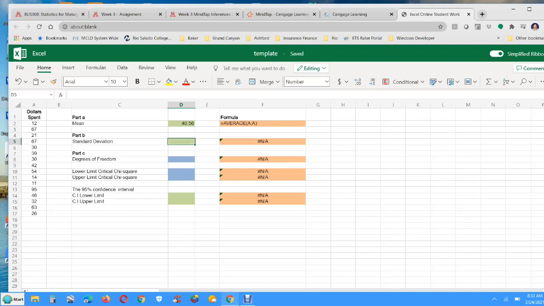Standard deviation, we're going to use equals STDEV.S, the sample standard deviation, parentheses, and again, click on the column A and close parentheses. So there's our sample standard deviation. The degrees of freedom is going to equal n minus 1. In this case, I think that because the box is blue, I can just type the number. There are rows from 2 down to 17, so there's 16 data items here, which means we're going to have 15 degrees of freedom.